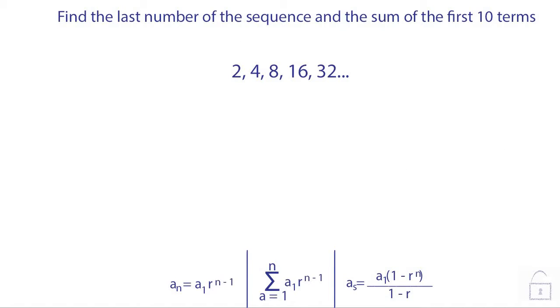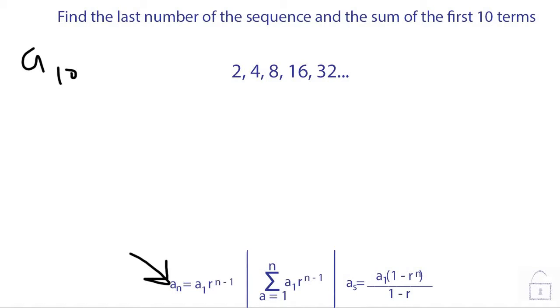Alright, so it says to find the last number of the sequence. If you look down here, this first formula is to find the nth number. So we can just plug a of 10 in there, because that's what we are trying to find. The n is just the number of terms you have. So a of 10 is equal to a1 times r to the n minus 1 power. And we need to figure out what a1 is.